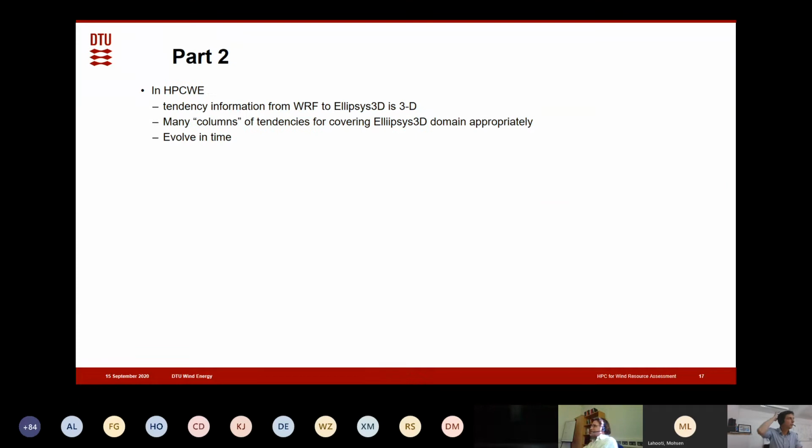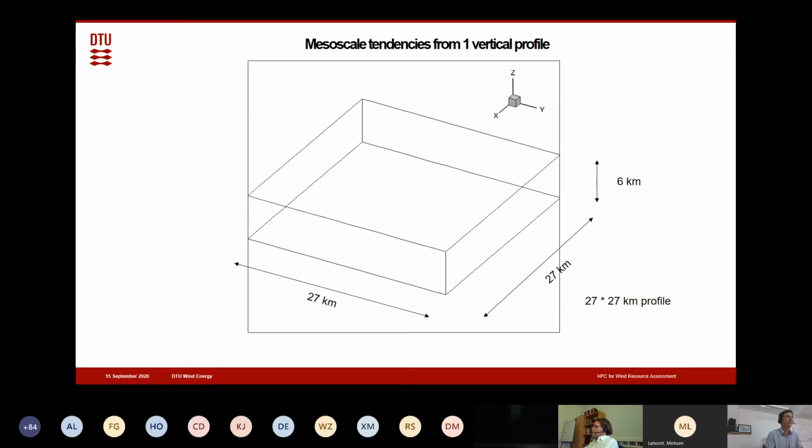But if we go to the new part, what in HPCWE has been possible is that the tendencies information from WRF is now 3D, and now you can think of it as many columns of tendencies covering the LES 3D domain appropriately, and still they evolve in time. So the mesoscale tendencies from one vertical profile would look like this if it was covering a 27 by 27 kilometer LES area of interest.